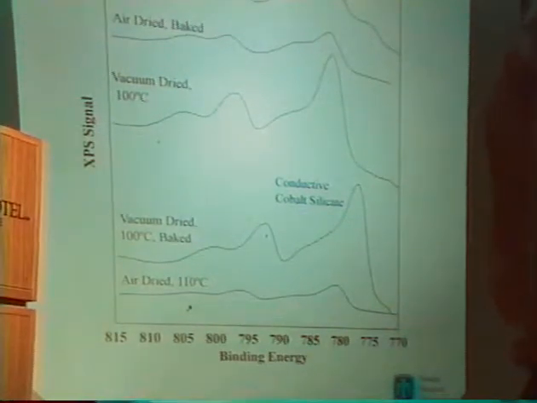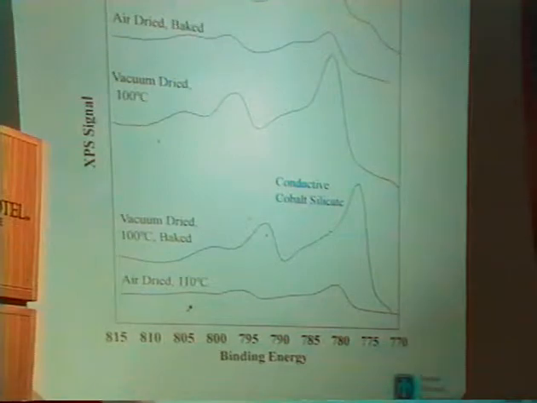At this point, I need to clarify how we assign binding energies. These samples typically exhibit charging. The way that we make corrections for this is by referencing to the silicon 2p peak for silica that is at 103.4 eV. By doing that, we typically have to make a charge correction of about 4 eV.